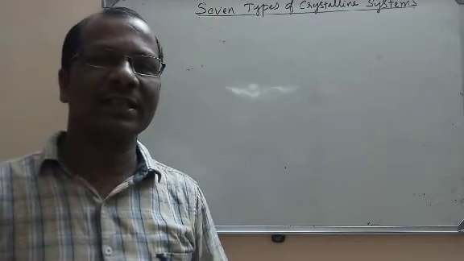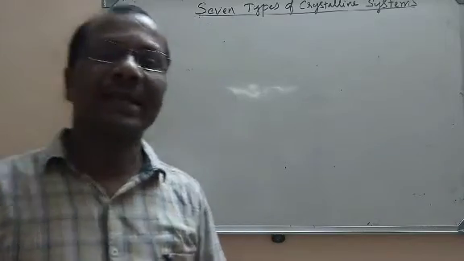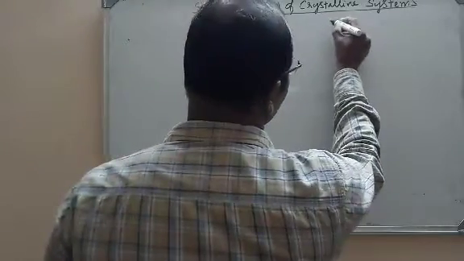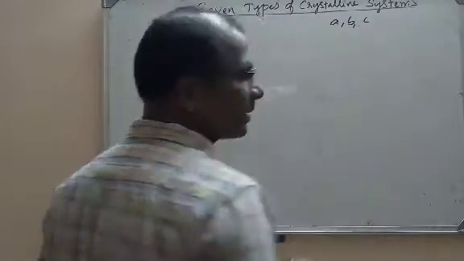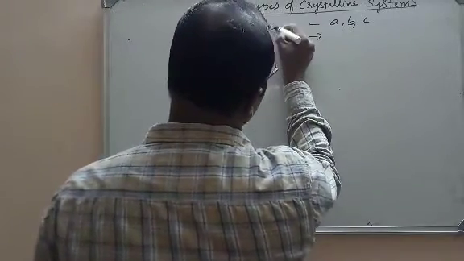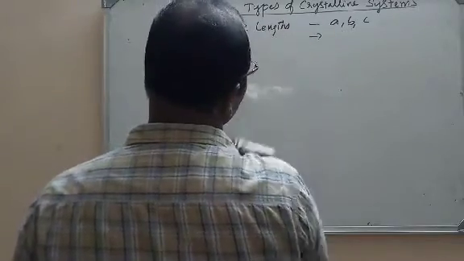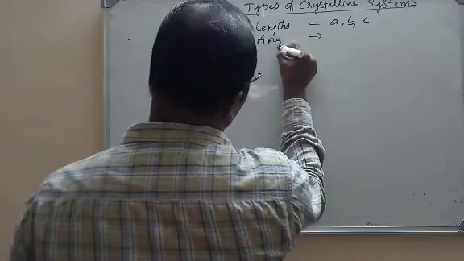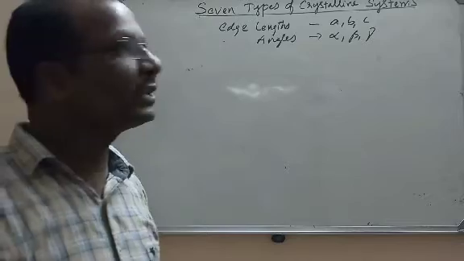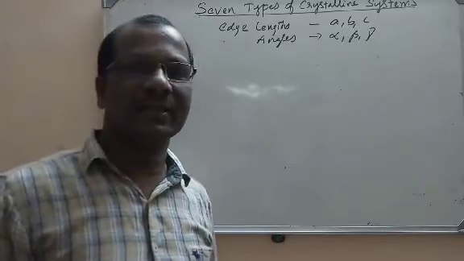We don't consider the cell dimensions, cell parameters, alpha, beta, gamma and a, b, c here. Now, by considering the cell parameters, that is the lengths of the edges a, b, c, and the angles alpha, beta, gamma, you know that a, b, c are the edge lengths. By taking these two parameters into consideration, there are 7 types of crystalline systems possible.